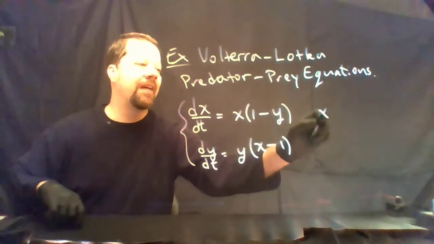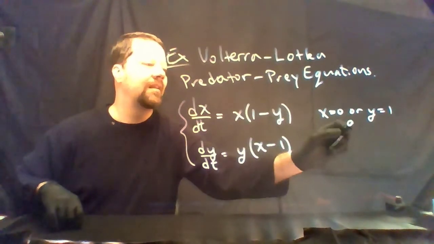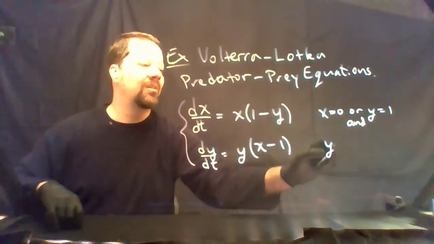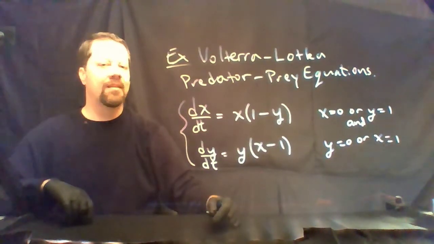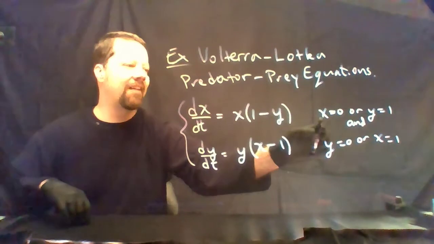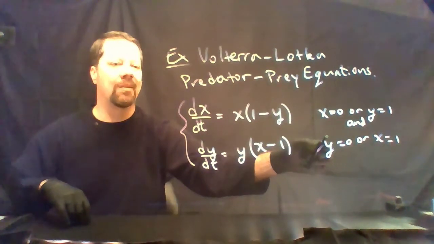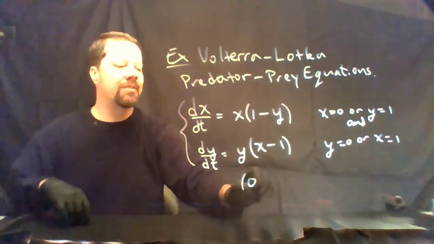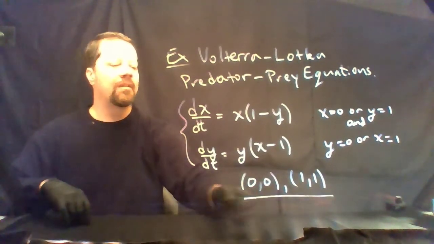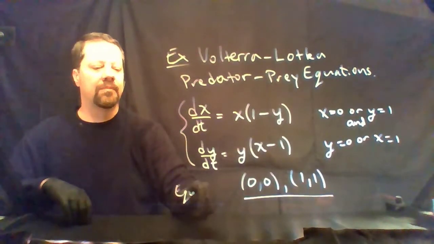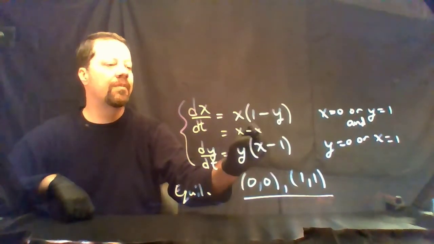To find the equilibria, we have to set x equal to 0 or y equal to 1, and y is 0 or x is 1. There are only 2 in this case because you can't have both x equals 0 and x equals 1, or y equals 1 and y equals 0. So you either have the point 0, 0, or you have the point 1, 1. These are the equilibria.